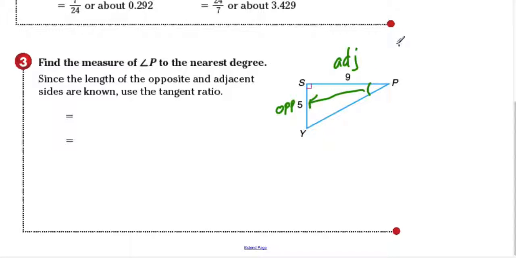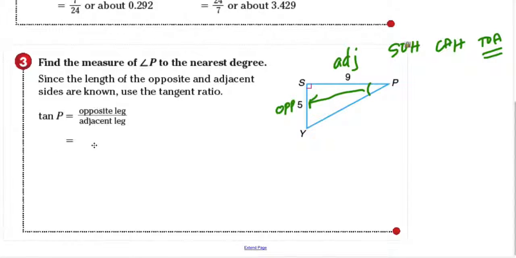So if we go back to our SOHCAHTOA, we find these two sides, opposite and adjacent. Where can we find these two sides in that ratio? It's only in the tangent ratio, where you have opposite over adjacent. So that's the reason why we use the tangent ratio, opposite leg over adjacent leg. And we simply substitute that.